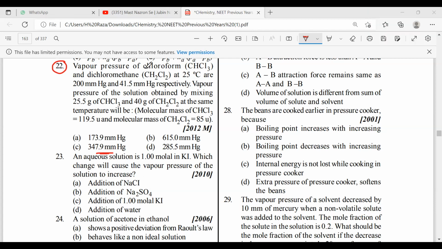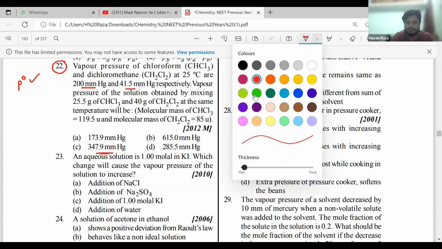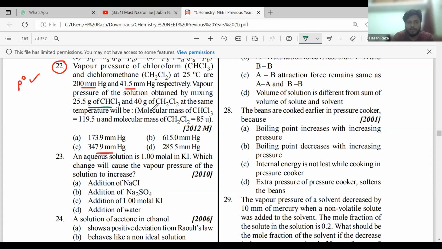Basically, the question says the vapor pressures of chloroform and dichloromethane at 25 degrees centigrade are given individually. That means they are talking about pure vapor pressure, P naught, is given. Now, the vapor pressure of the solution obtained by mixing these at the same temperature is PT, and we need to calculate PT.